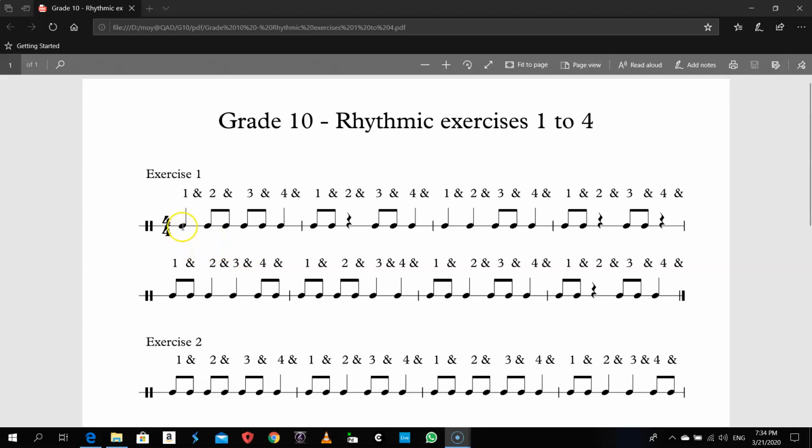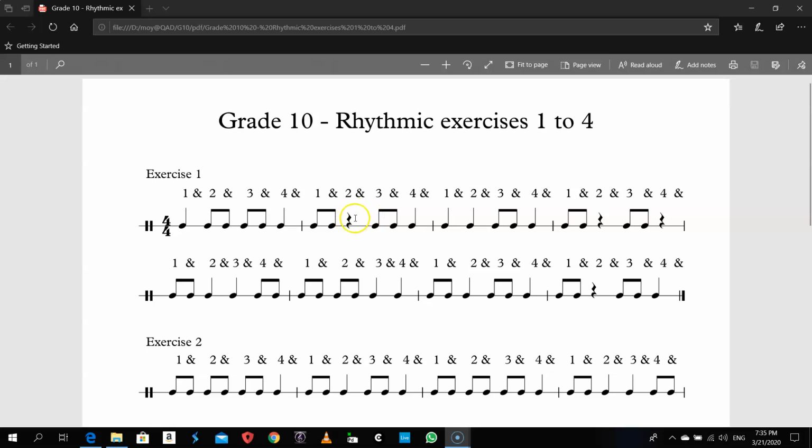Okay, for example, here in this case, you play this quarter note on number 1. You don't play anything here on the upbeat because this is a quarter note. These two are eighth notes, so you play on the 2 and you play on the upbeat of 2. Then you play on the 3 and the upbeat of 3. Then you play this quarter note on the 4. You don't play anything on the upbeat of 4 because this is a quarter note.